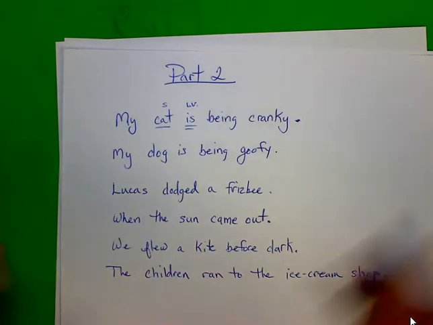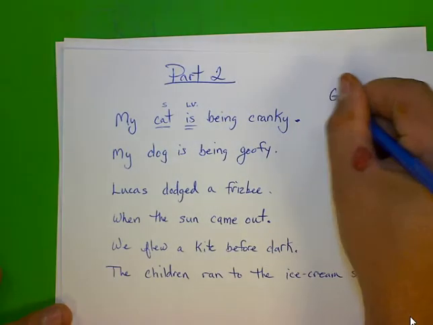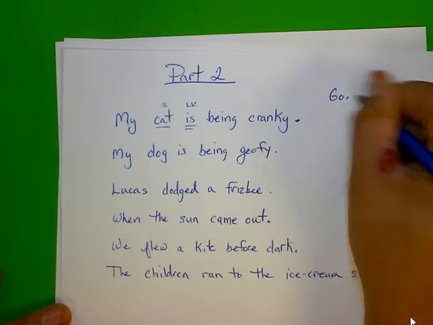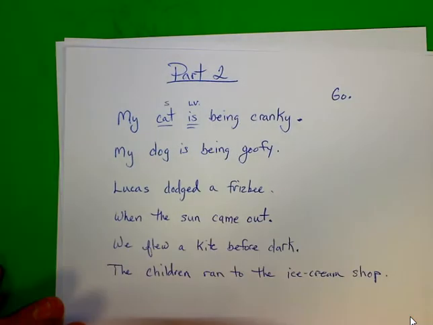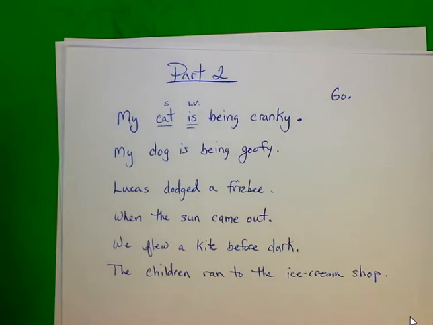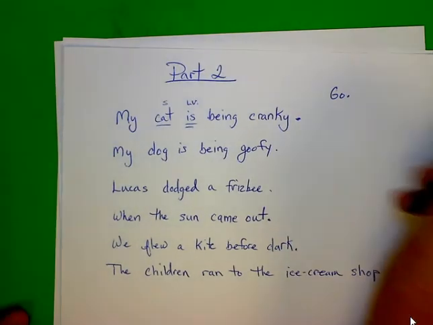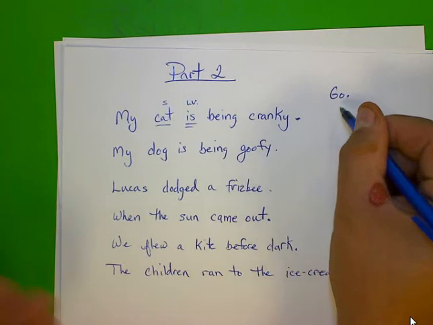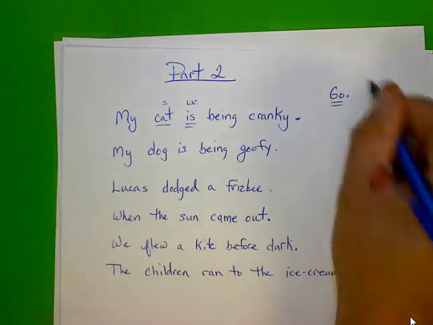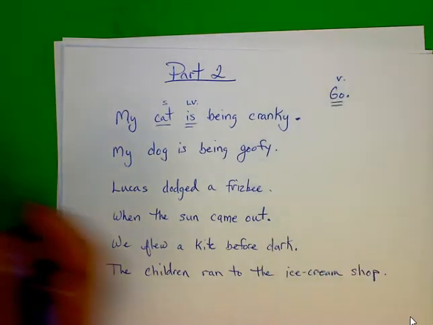I can write one word and put a period after it. Go. That is technically a complete idea. That is an independent clause. It is a sentence, and it's grammatically correct. And when you break this down, this would be a verb. It's an action verb. It's a command.